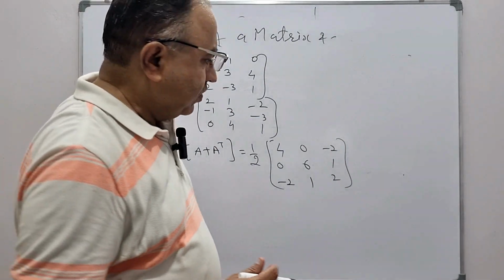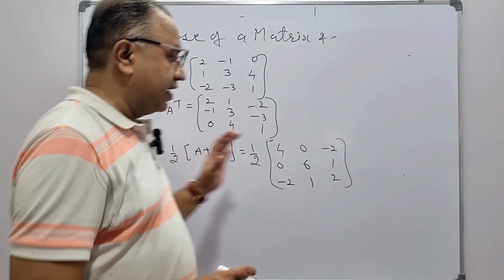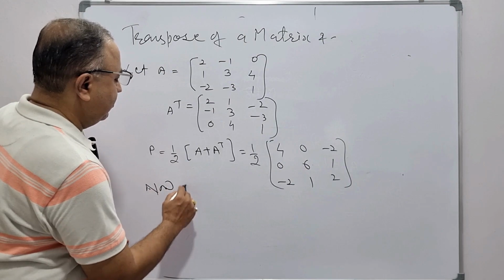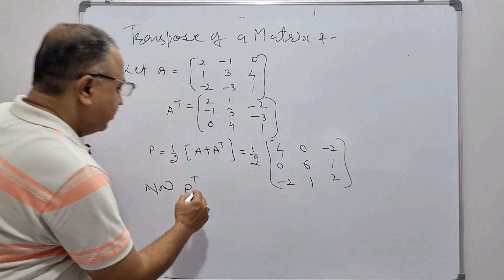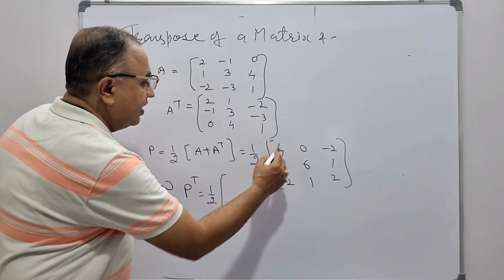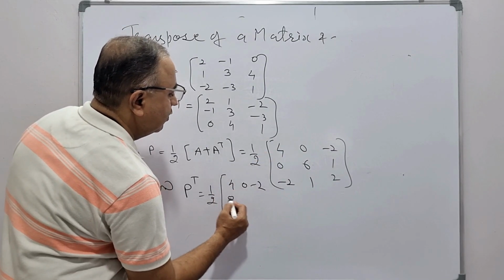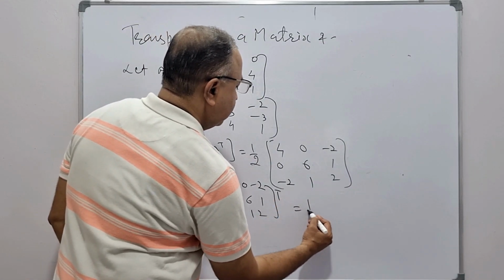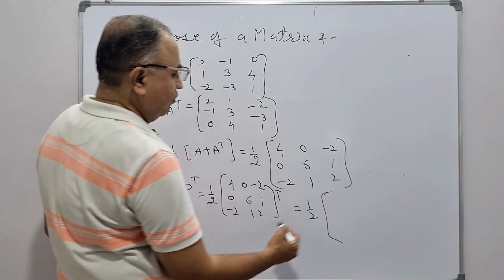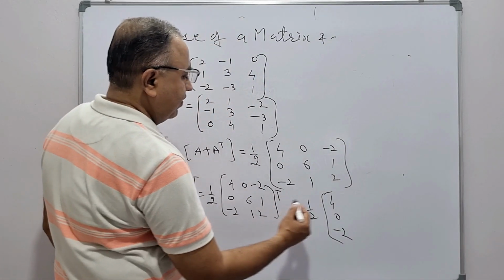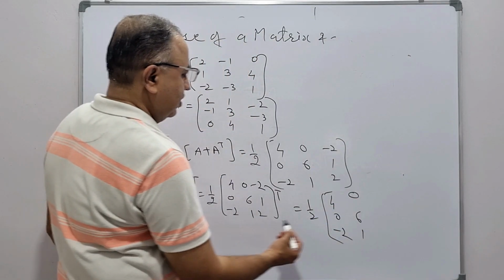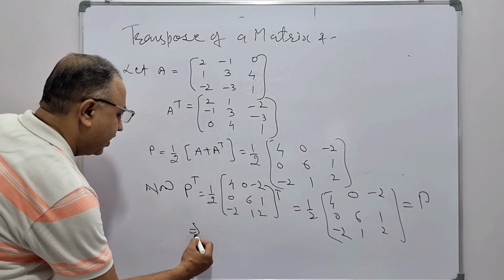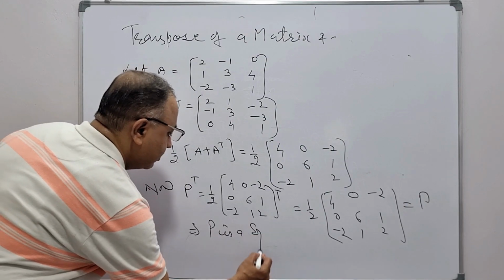You got P. Now you have to show that it's a symmetric matrix. So here only you can find its transpose. Now finding its transpose, transpose of P. Take half out, write this P here and find its transpose. So convert rows into columns. First row into first column: 4, 0, minus 2. Second row into second column: 0, 6, 1. Third row into third column: minus 2, 1, 2. And you see that it's the same as P only. This proves that P is a symmetric matrix.